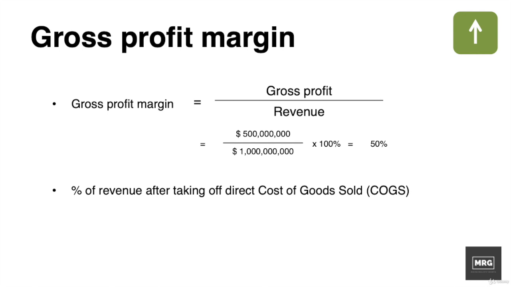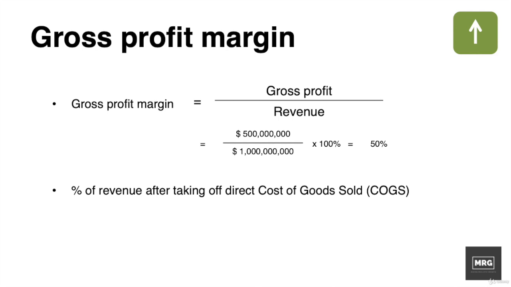First of all, we are looking at gross profit margin. Again, on the top right corner, if you see a green box with an arrow pointing up, this means that the higher the value, the better it is. The formula for calculating gross profit margin is gross profit over revenue, and these can be found on the income statement of a company or a stock. In this example, we are taking 500 million over $1 billion. We multiply it by 100%, so you get a gross profit margin of 50%.